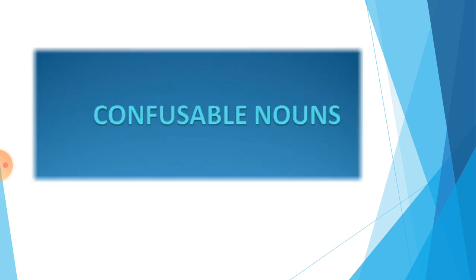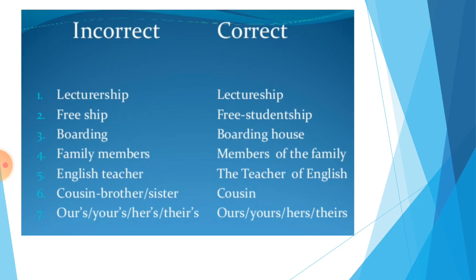Now we will see what are confusable nouns. Here the confusable nouns are lecturership and lectureship. Lecturership is wrong and lectureship is correct. Freeship is wrong, studentship is correct. Boarding is wrong, boarding house is correct. Family members is wrong, you must say members of the family.